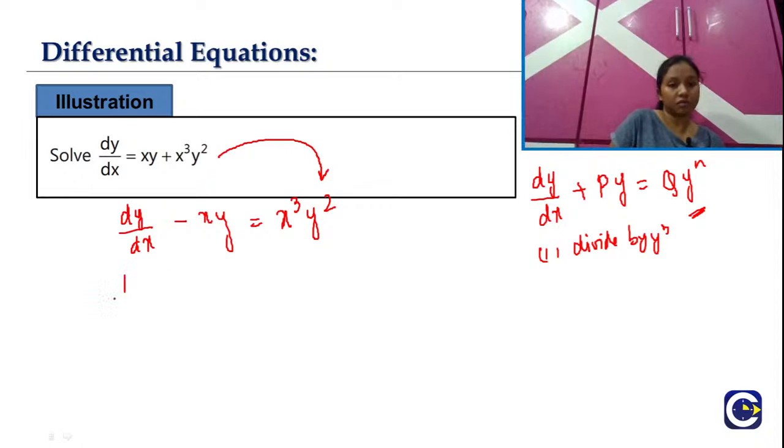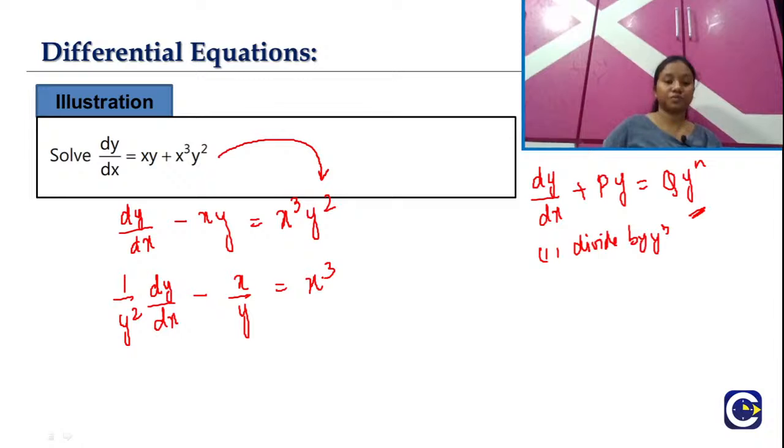So now it will become 1 by y square dy by dx minus x by y is equal to x cube. Right, so 1 by y square dy by dx minus x by y is equal to x cube. So now we have to substitute something. Whatever will be the y term, that will be the substitution here. So here, whatever will be the p, that will be our substitution. That means here minus 1 by y will be our substitution.